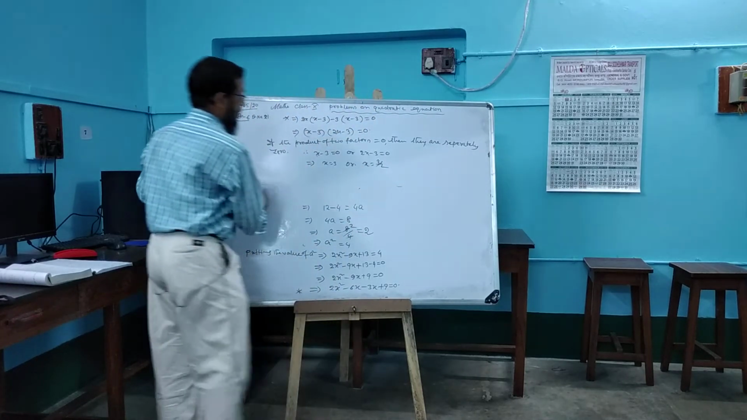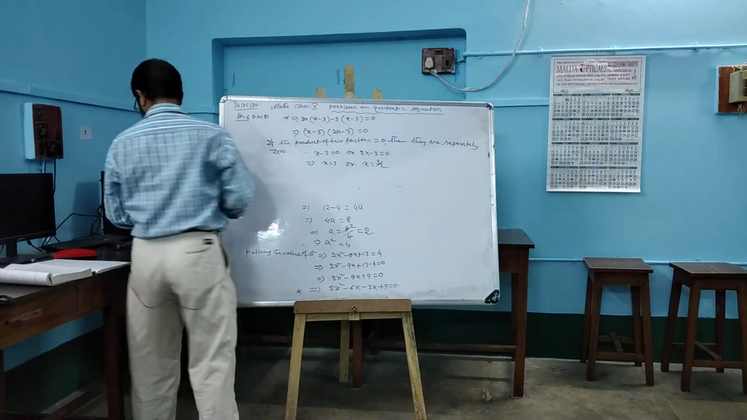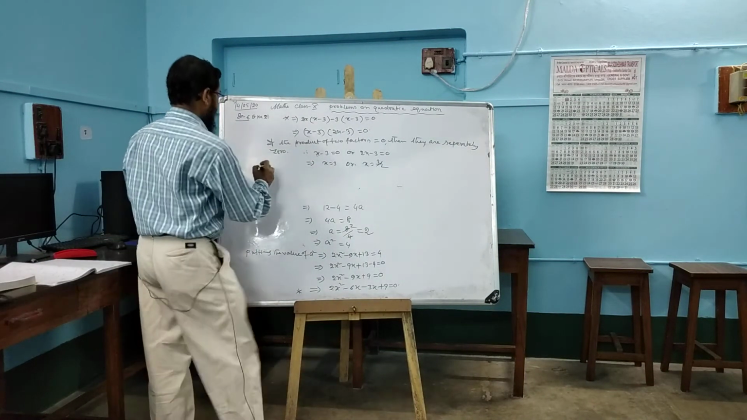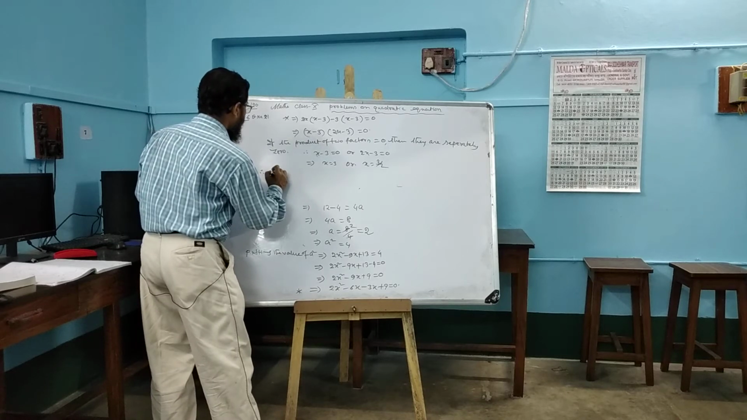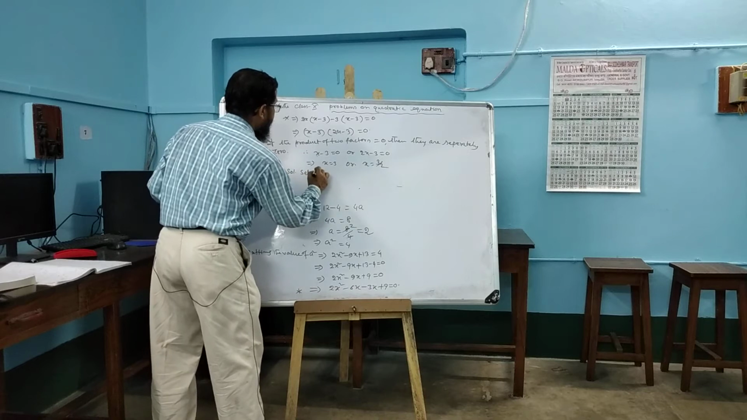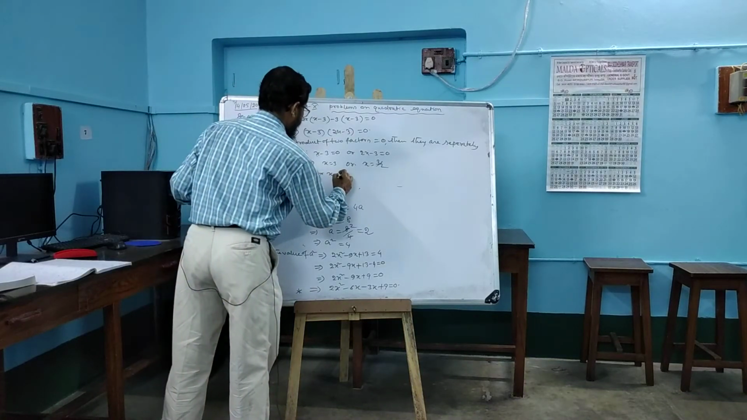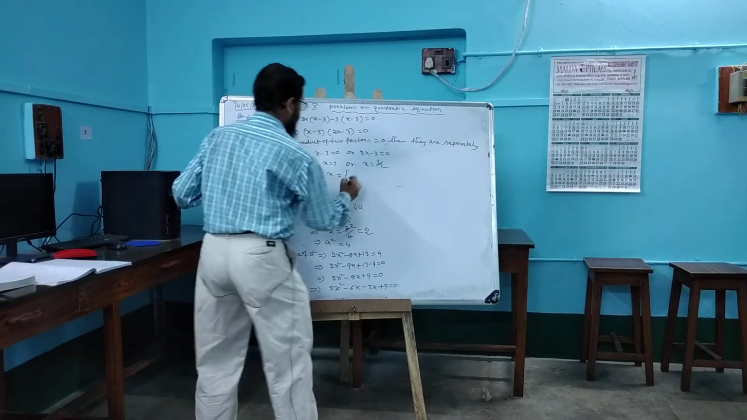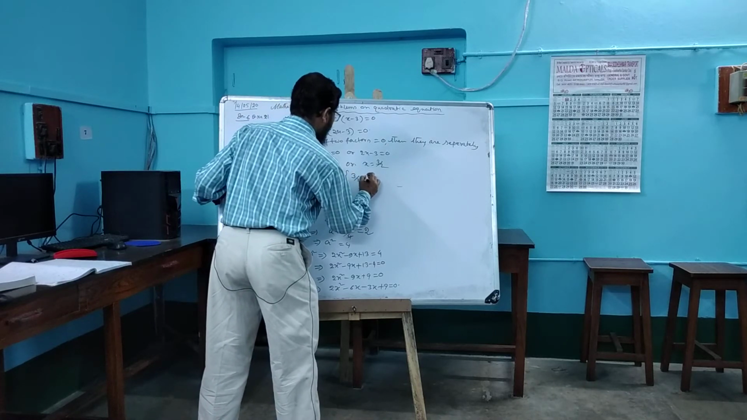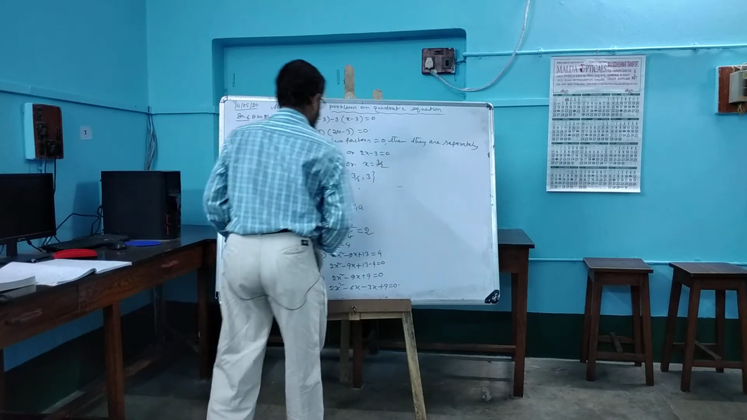Next, at the end write down the answer. Therefore, the solution set for x equal to 3 by 2 comma 3. This is the answer.